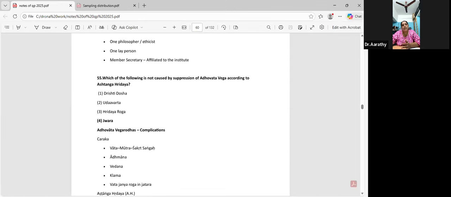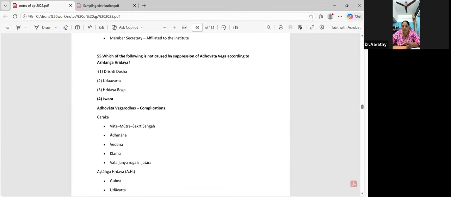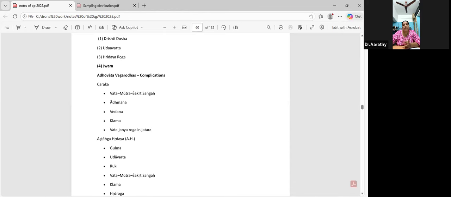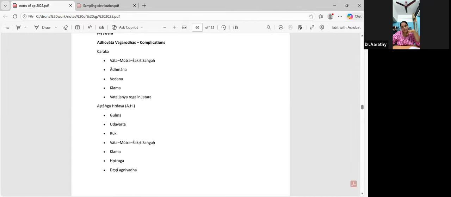So all the Vegas are very important. Their treatment is very important. And the specific features, and there also you have a lot of confusion points. Like for each Vega, many Vegas, Hridaya related symptoms are mentioned. Like some have Hridroga, some have Hridaya Uparodha, some have Hridaya Vyadha, right? So such points are to be noted in your confusion book.